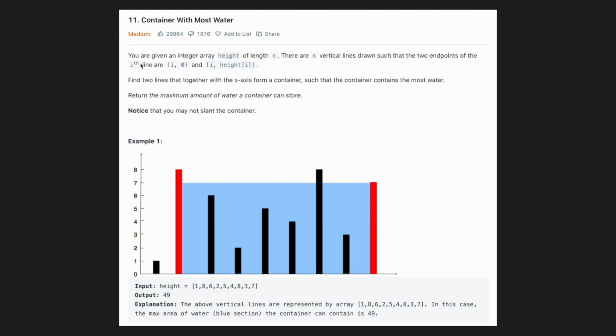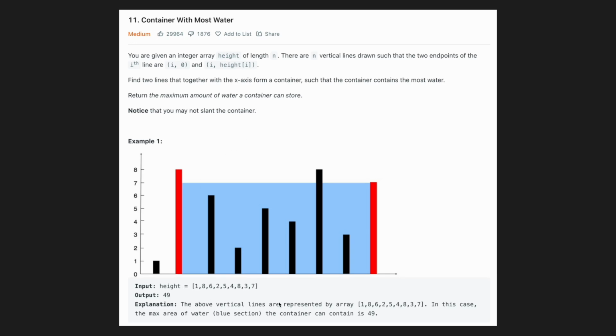So the problem states that we are given an integer array height of length n. There are n vertical lines drawn such that the two endpoints of the ith line are (i, 0) and (i, height[i]) as their x and y coordinates. And we want to find the two lines that together with the x-axis form a container, such that the container contains the most water. And finally, we return the maximum amount of water that a container can store.